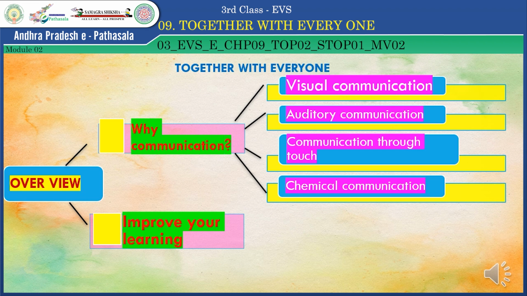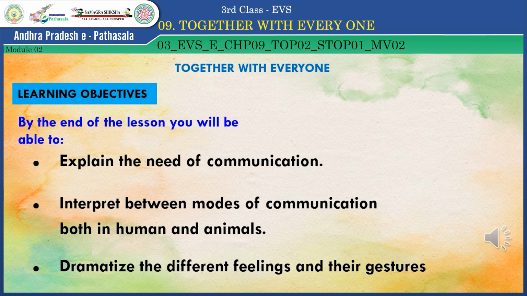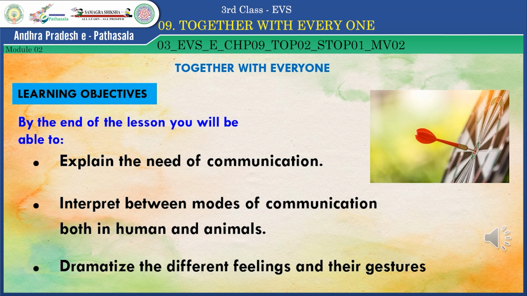Let's know the objectives of the second module of the lesson. Learning objectives. Children, by the end of the lesson, you will be able to explain the need of communication, interpret between modes of communication both in humans and animals, and dramatize the different feelings and their gestures. These are the learning objectives of the second module.